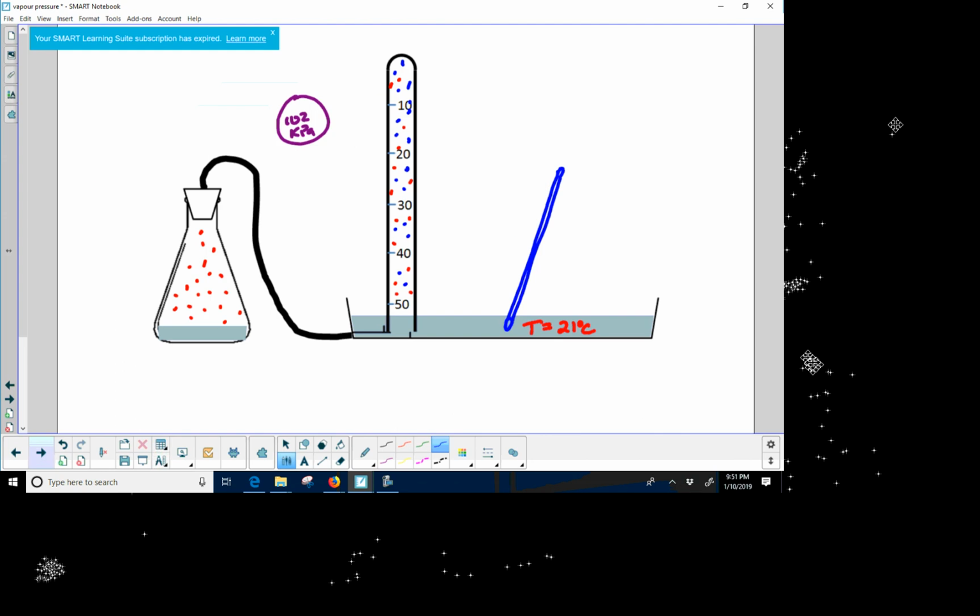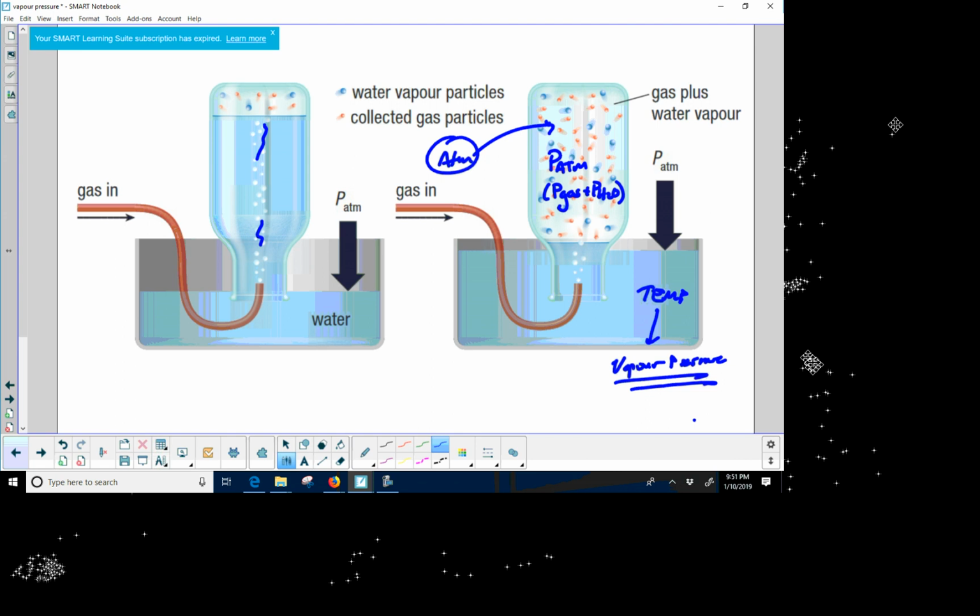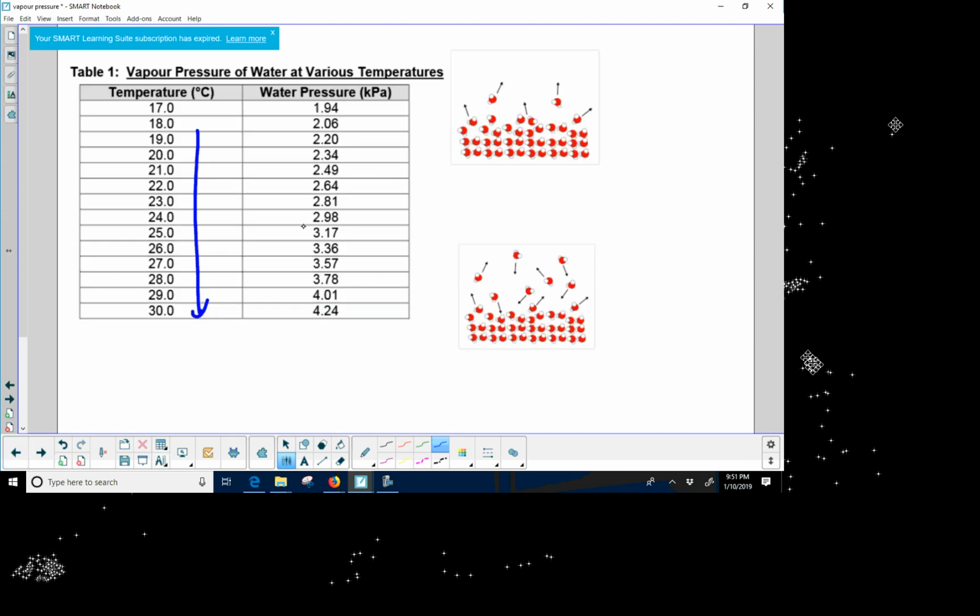So this is what it would look like. For example, if I had here my atmospheric pressure on my barometer, 102 kPa, and the temperature of the water was 21 degrees. So what I do is I look up in my table over here the vapor pressure at 21 degrees. So here it is, 2.49 kPa. That's the pressure just because of the water molecules.